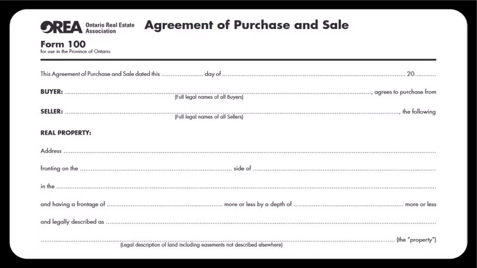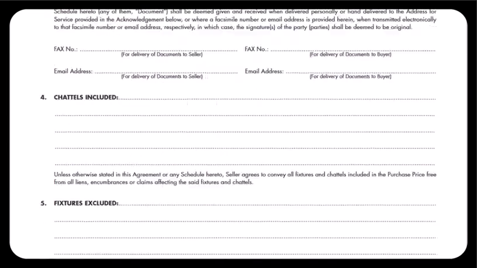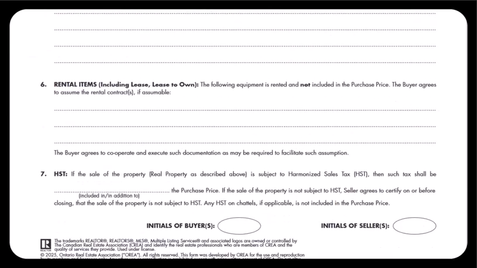Hi everyone, and welcome. In this video, we'll break down some essential clauses in the OREA Form 100 Agreement of Purchase and Sale: HST, title search, future use, title, and closing arrangements. Understanding these will help you navigate the complexities of a real estate transaction.